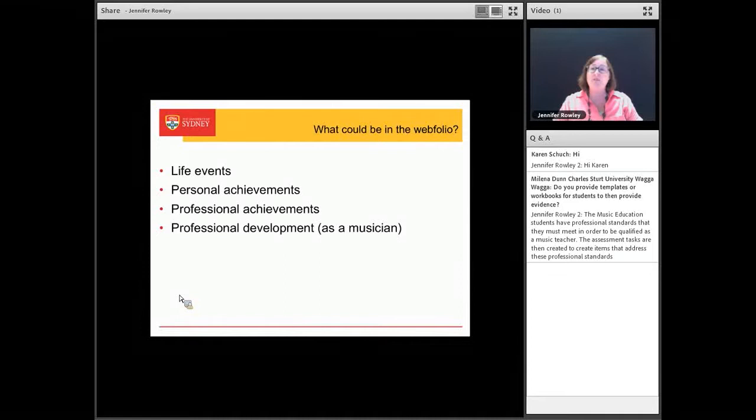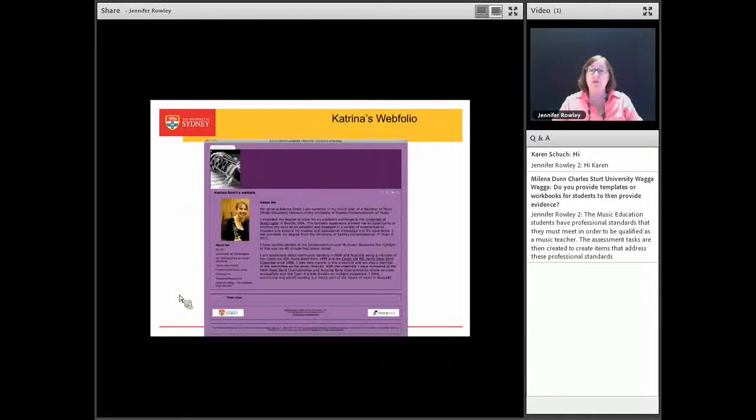My final example is from Katrina. Again, this is in Pebble Classic because that was what she was working with when she was here. It's quite similar to Danica's in a sense, but she actually had an academic exchange to a university over in the USA, and so she wanted that first and foremost up on her webfolio page. And the important thing for her was to say that it was not just something that she undertook to broaden her musical educational knowledge, but she also wanted to talk about how it broadened her life experience. And so she wanted to put that straight up there.